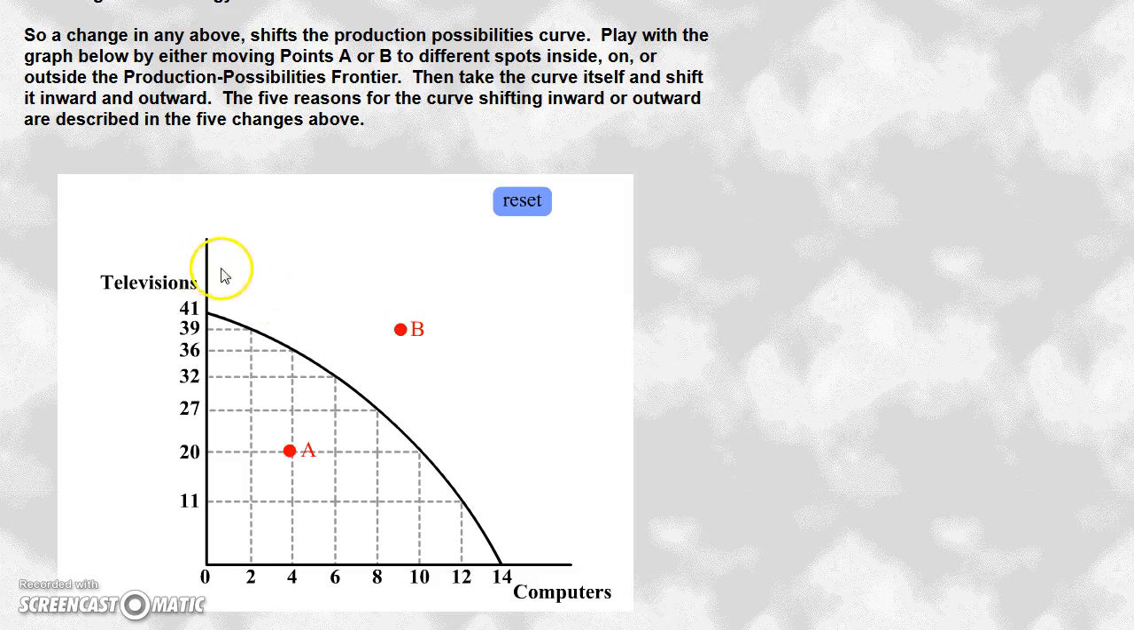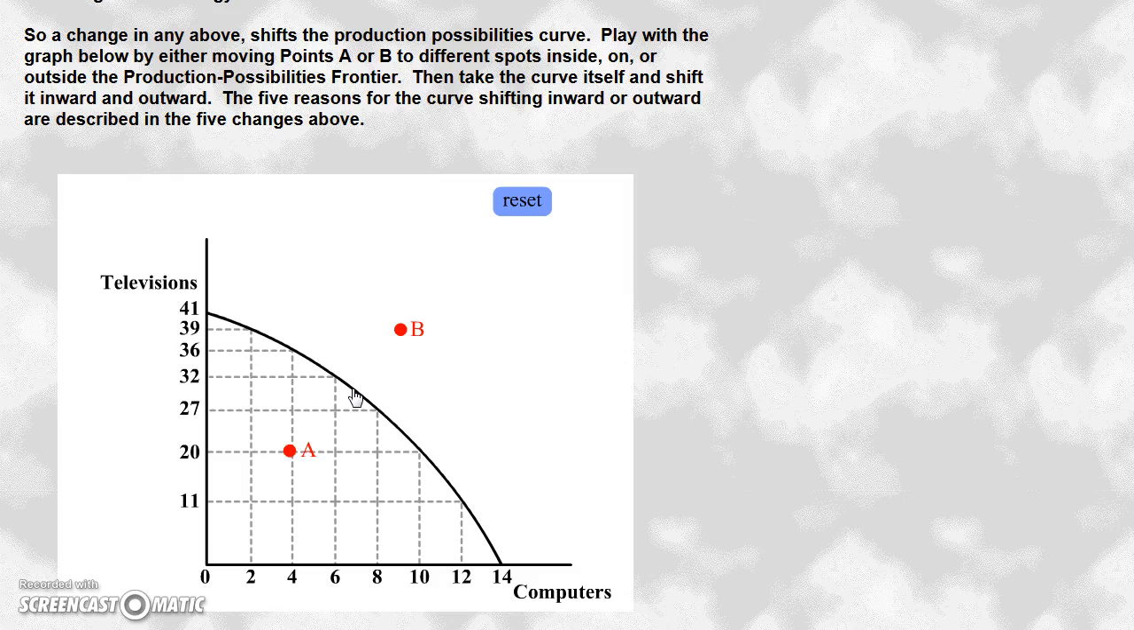And then you would draw a whole new curve right here. So this would be a shift out. We would say that the curve would shift out to point B because it's a permanent change. If you're moving, that means a temporary change.